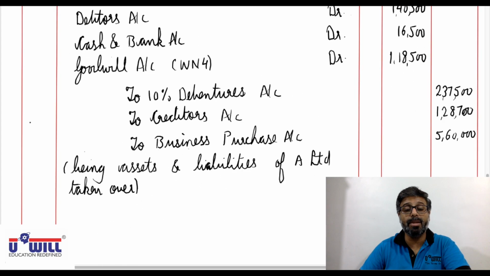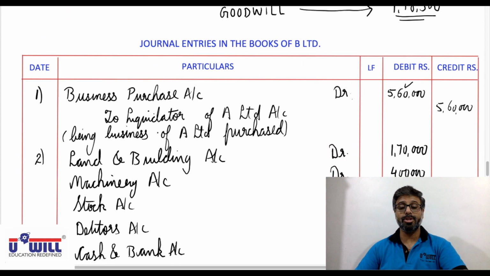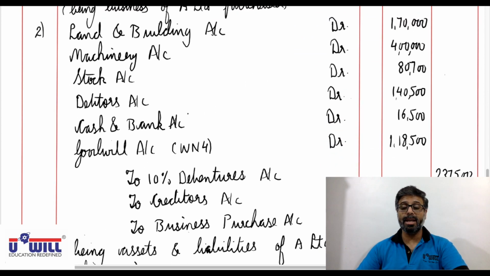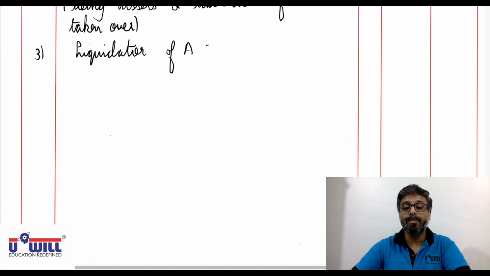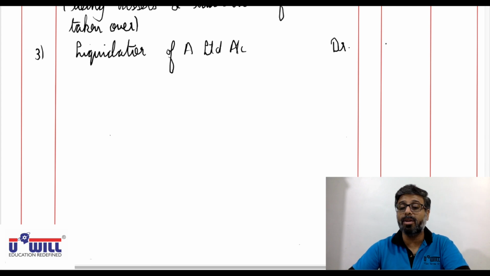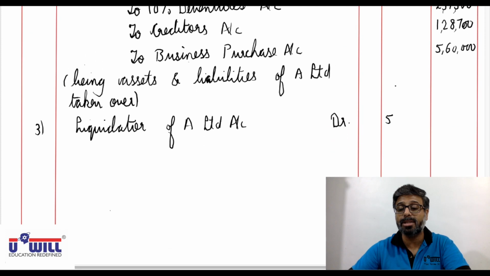Next, entry number 3, settlement of purchase consideration. So the liquidator of A Limited is the receiver, so debit the receiver, liquidator of A Limited account. Now, liquidator of A Limited account debit with the full amount of purchase consideration, that is 5,60,000.